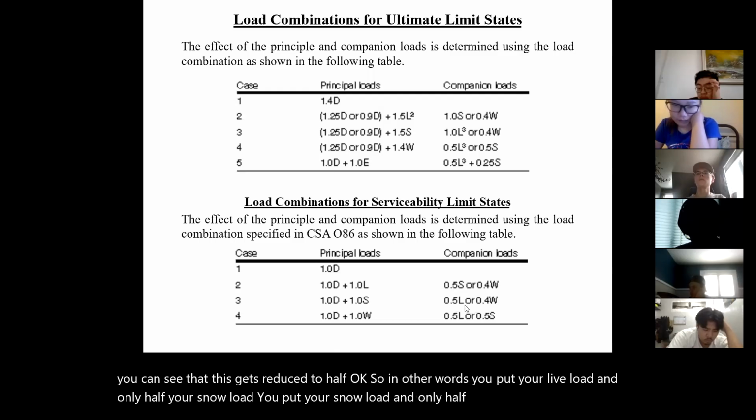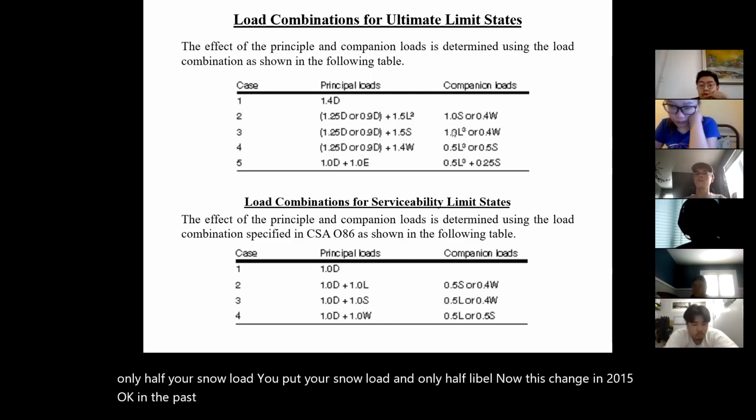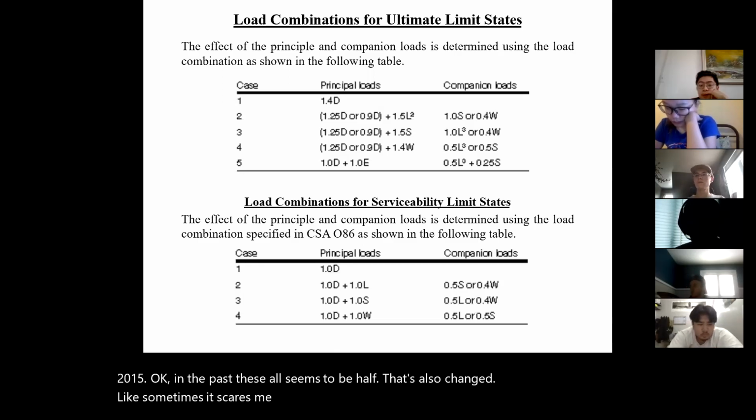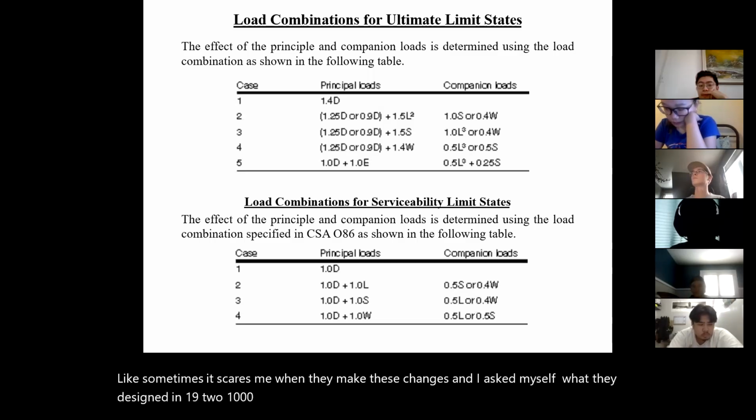Now, this changed in 2015, okay? In the past, these also used to be half. That's also changed. Sometimes it scares me when they make these changes and I ask myself, what I designed in 2003, is it really under designed according to these new requirements, you know?